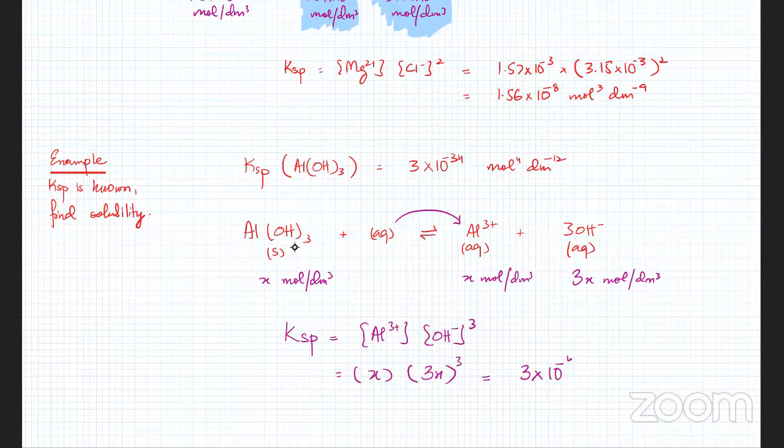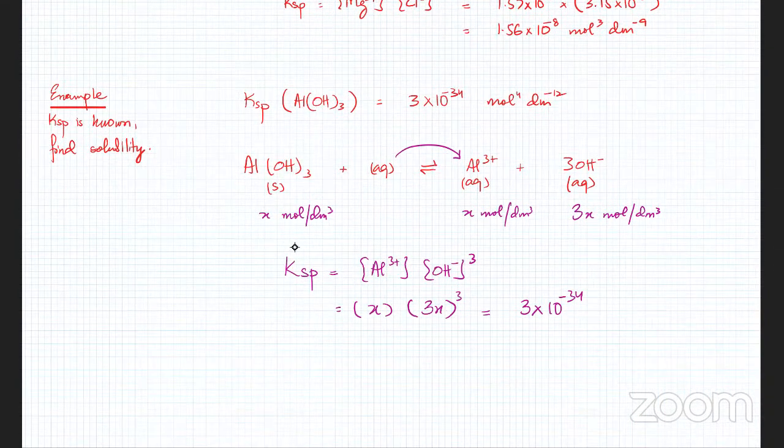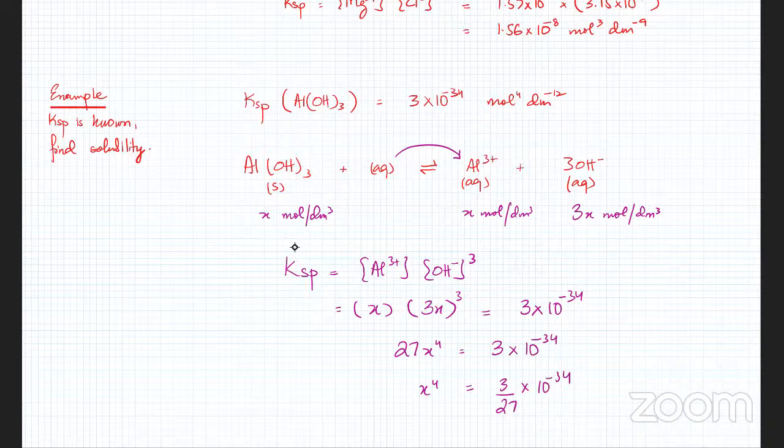Ksp तो पहले ही दिया हुआ था, 3 times 10 to the power minus 34, right? So you're going to solve for X. It's going to come out to be 3 cube क्या होता, that's 27. 27, right? X4 is basically equal to 3 times 10 to the power minus 34. Now you got to solve this. So X4 is 3 over 27 times 10 to the power minus 34. So 4 hatao.